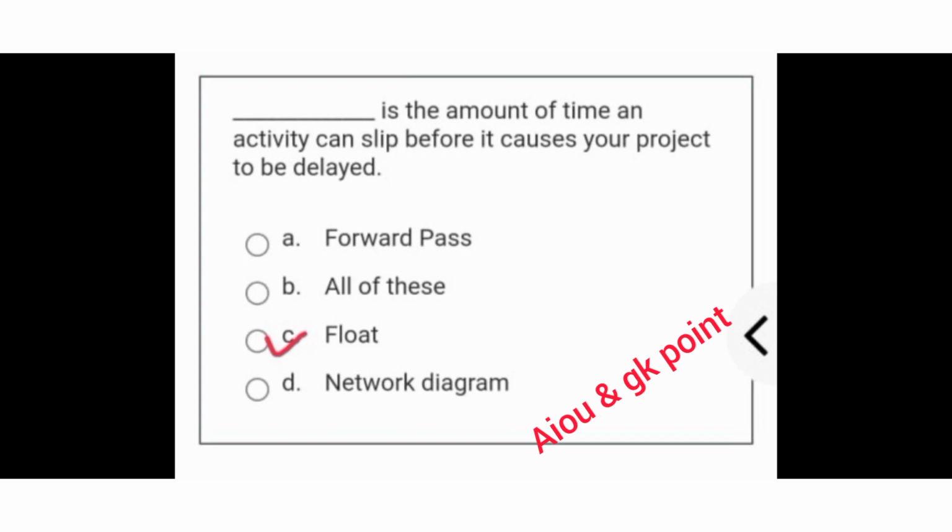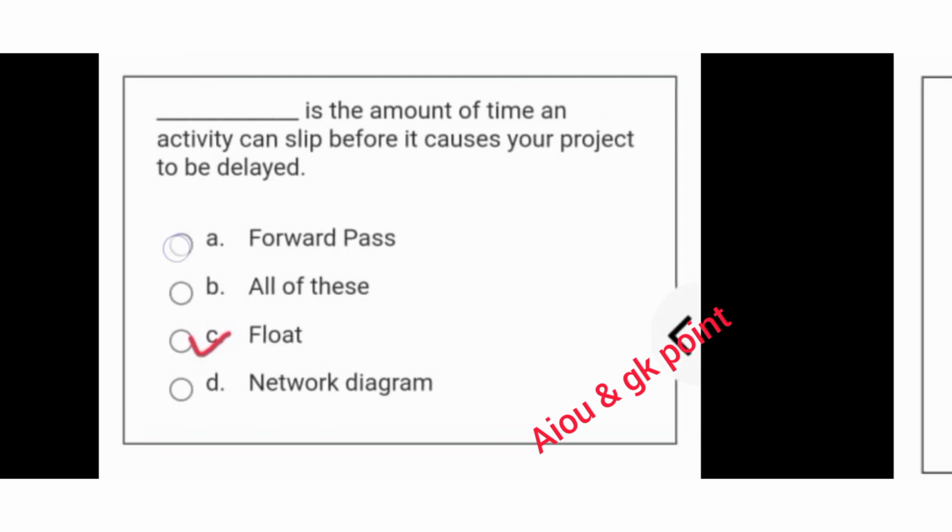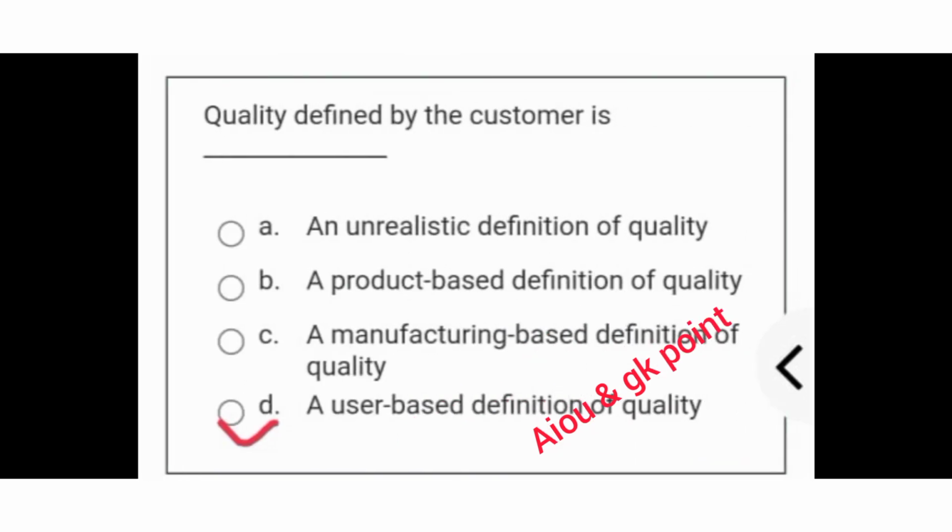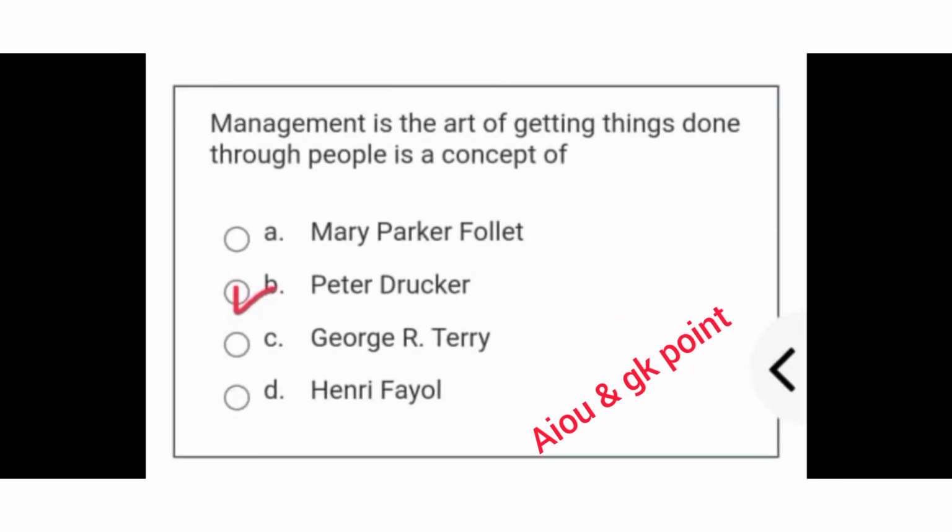Dash is the amount of time an activity can sleep before it causes your project to be delayed. Correct option C, float. Quality defined by customer is. Correct option D, a user-based definition of quality. Management is the art of getting things done through people is a concept of. Correct option B, Peter Drucker.